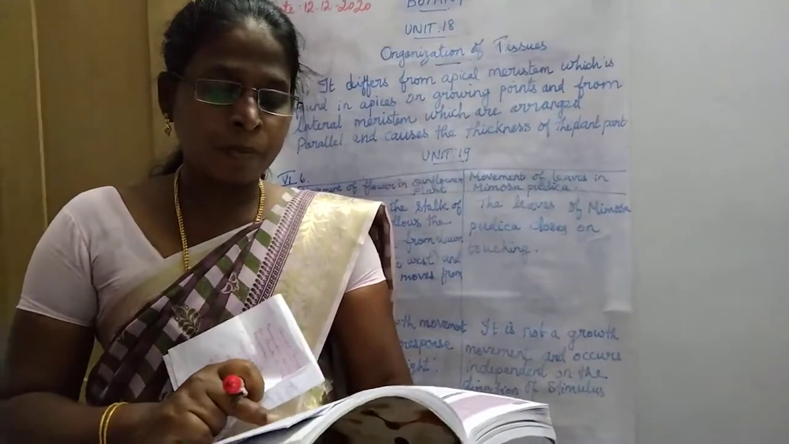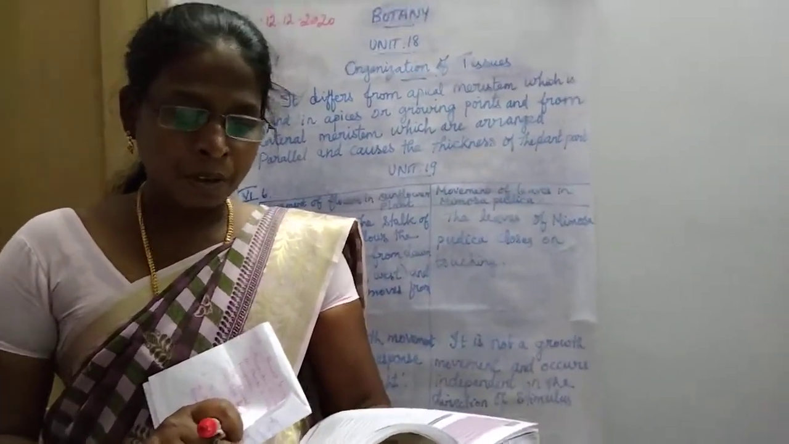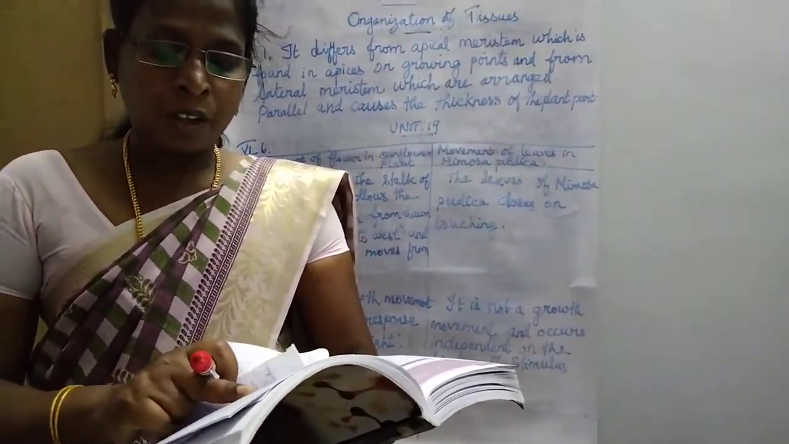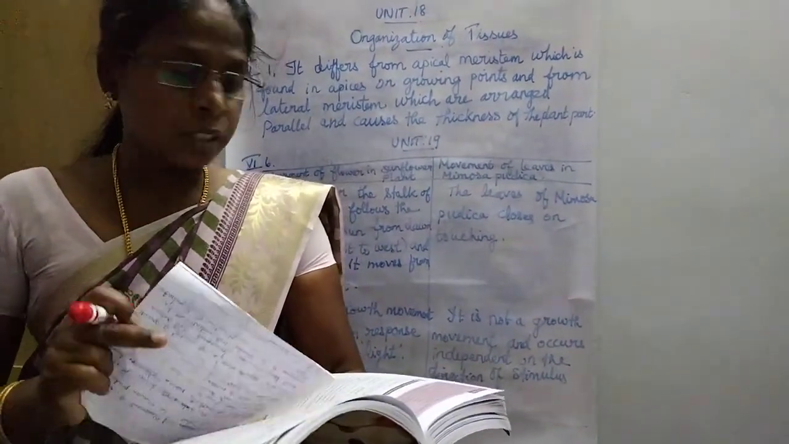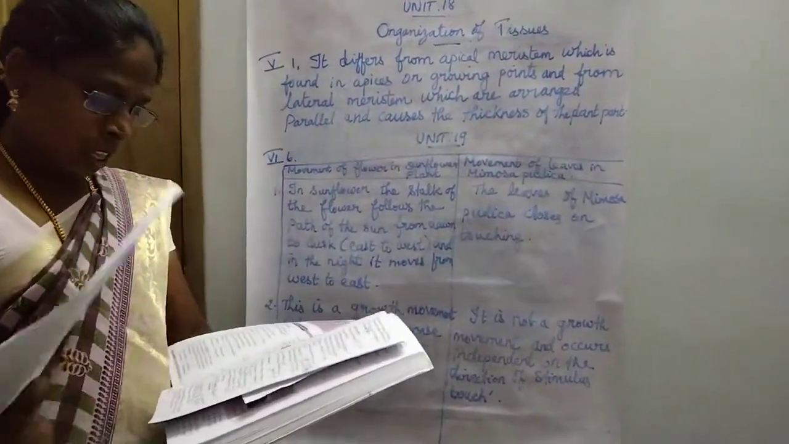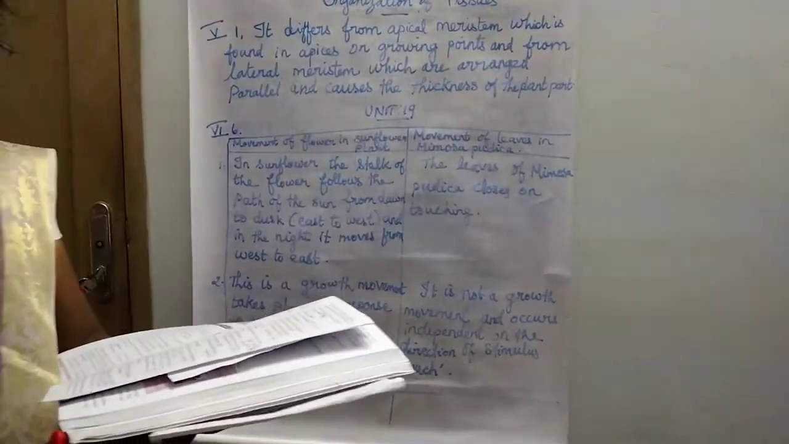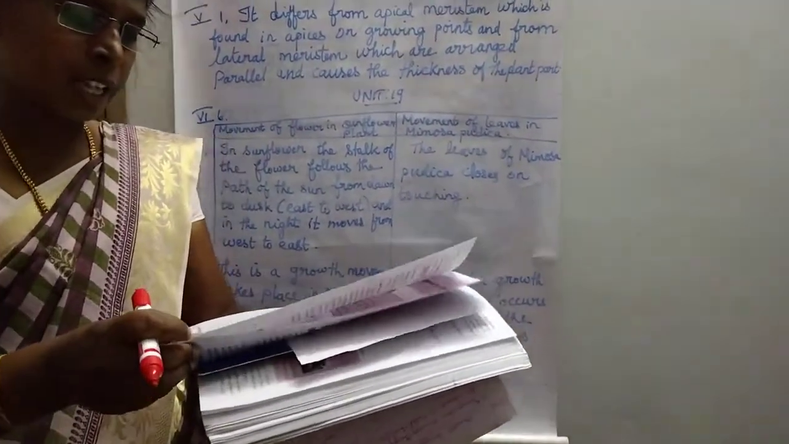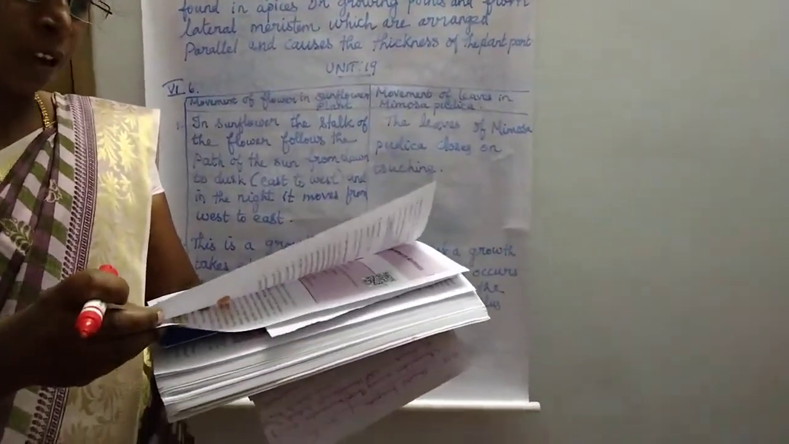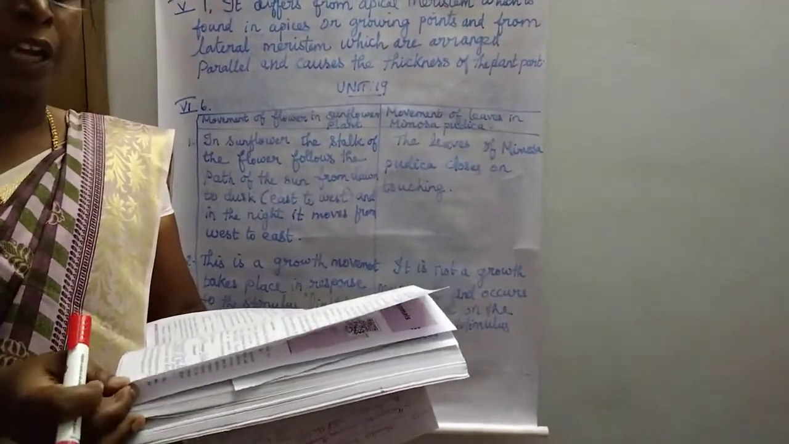So you did not mark. So Roman letter 5. Roman letter 6. Sixth question. What is the differences between movement of flower in sunflower plant and closing of the leaves in the Mimosa pudica?